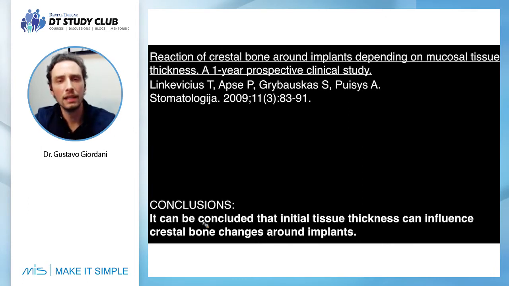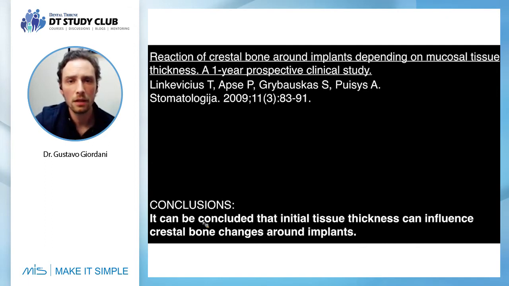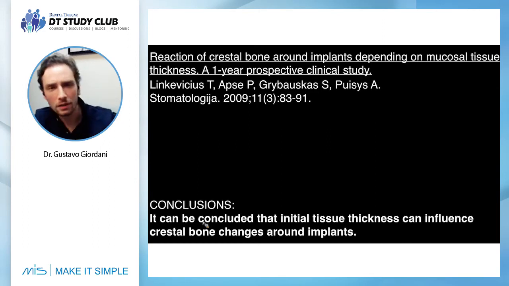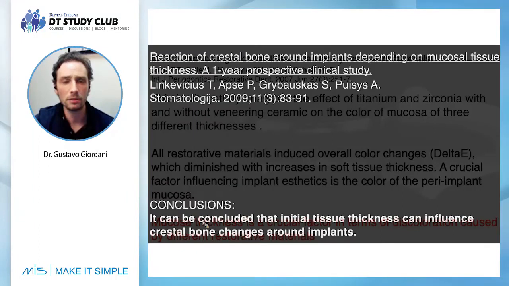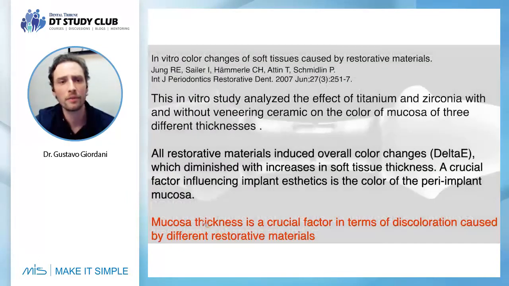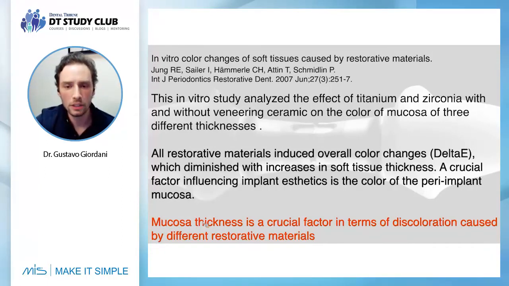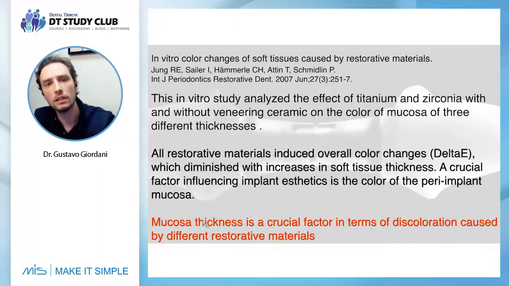with a very thick soft tissue. So we need more than 2 millimeters to have stability of the bone around the implants. And not only for tissue stability, not only for the bone stability around the implant, but also for aesthetics. This is a very nice paper from 2007. This paper compared the color of the tissue around the natural teeth and the color of the tissue around a restorative material, like an abutment.